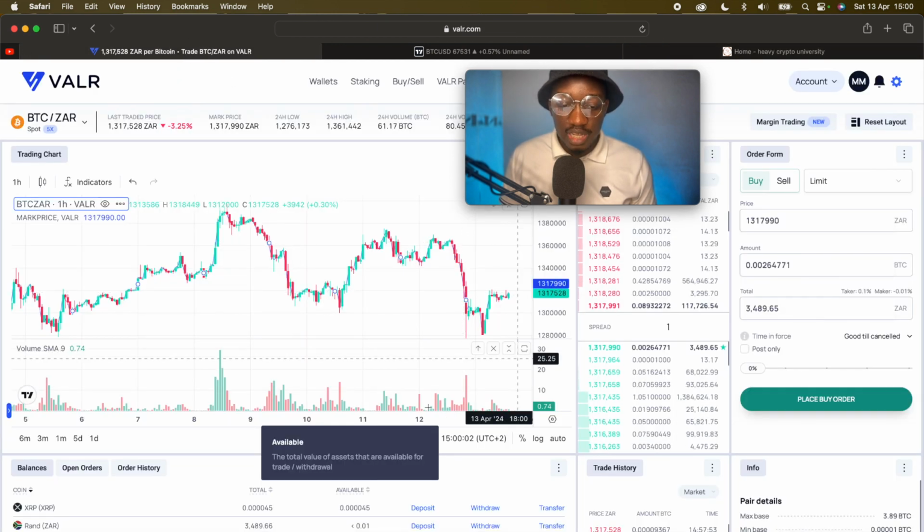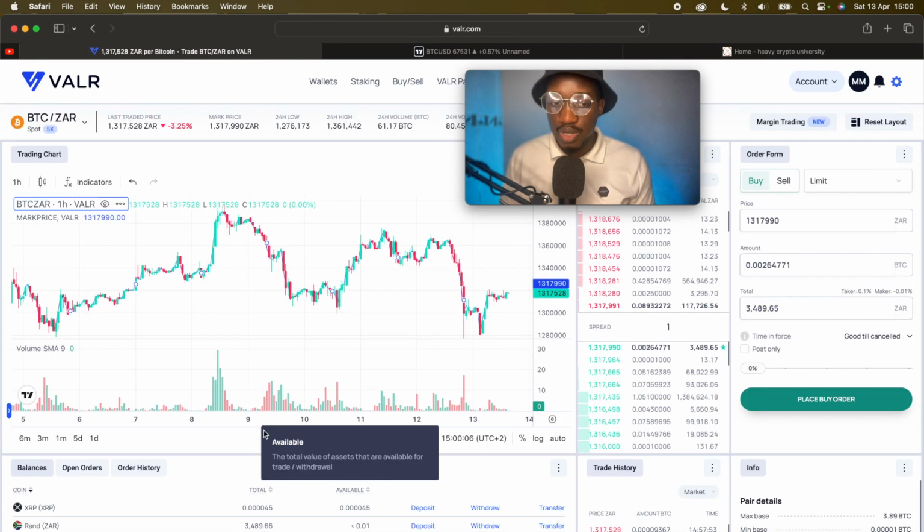So this indicator that I use when it comes to spot trading, it simply tells me when is a good time to buy and when is a good time to sell.